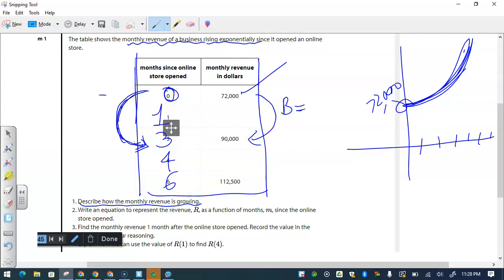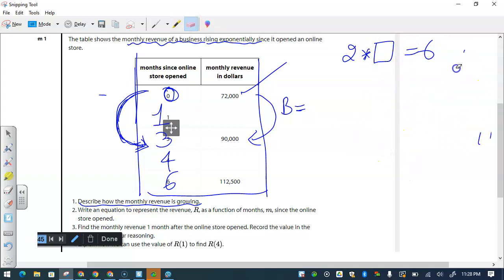How do we do it? We want to know what multiplies 72,000 to get 90,000. Remember, if I have a number 2, and ask what multiplies 2 to give you 6, we know the answer is 3, but just imagine we don't know the answer. Another strategy you can use is to divide 6 by 2, which is 3, right? That's what we are going to do here to find the growth factor.